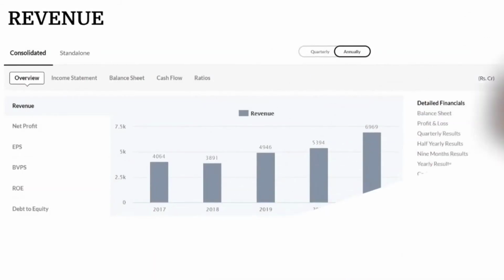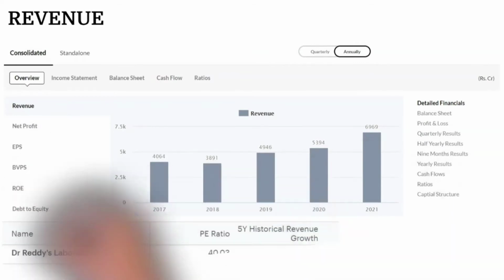But moving away from technicals and moving into the fundamentals, let's look at the revenue structure of Divi's Lab. Again, if you look at the consolidated revenue structure for the last 5 years, you can see 2017, 4064 crores, a growing pattern. 2021, it was 6969. Interesting. So this looks okay.